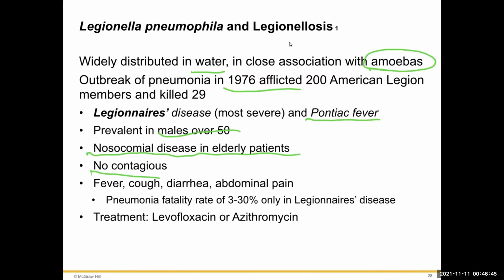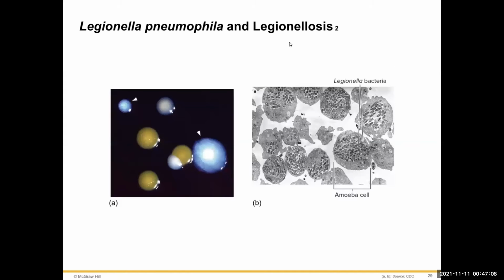You get fever, cough, diarrhea, and abdominal pain. Pneumonia fatality rate is between 3 to 30%, which is a big variance because it affects the elderly. So it's 3 to 30% in Legionnaires' disease. Treatment is levofloxacin and azithromycin. Azithromycin is one of the drugs also used for AIDS treatment. This is what it looks like under the microscope. You can see the colonies here.